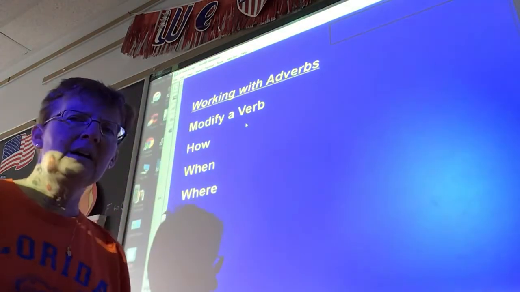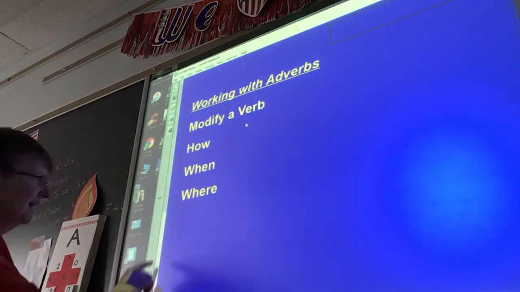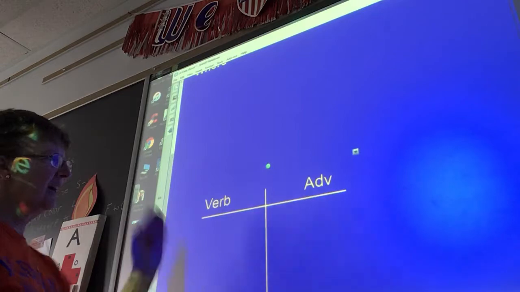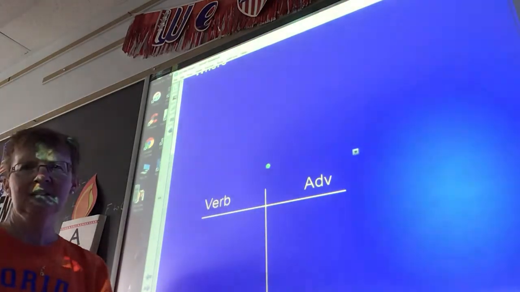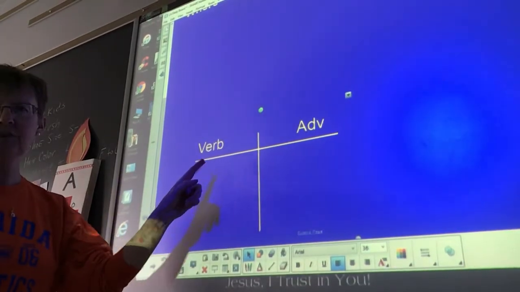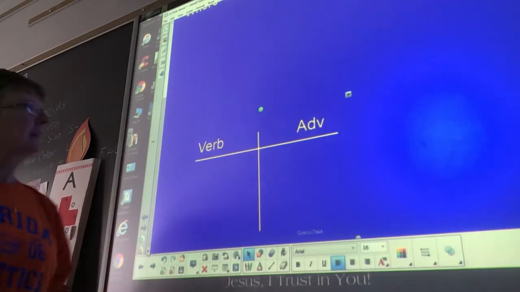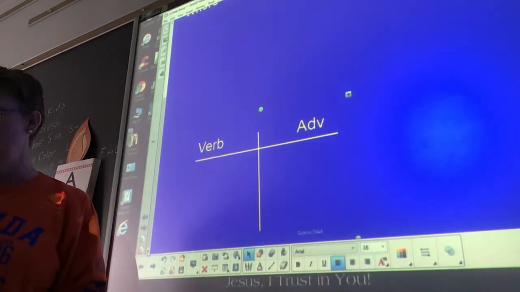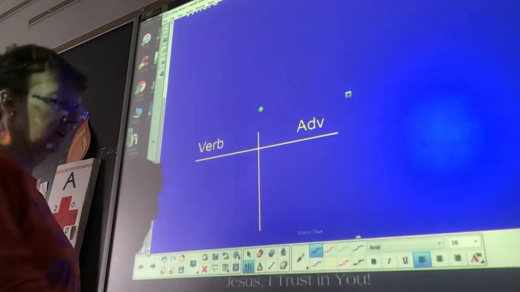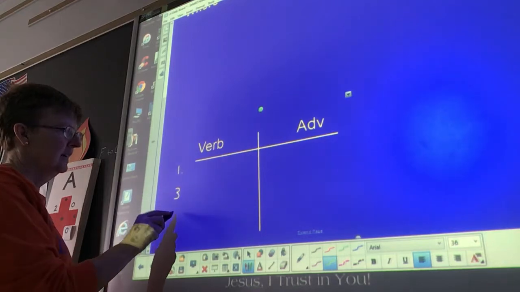For this particular assignment, I'm going to recommend a table. I have my table already ready at the bottom here. I would have a table set up with two sections: a place for the verb, and a place for the adverb. So we're going to look at 1, 3, and 5. We're going to do those together. So number 1, number 3, and number 5.